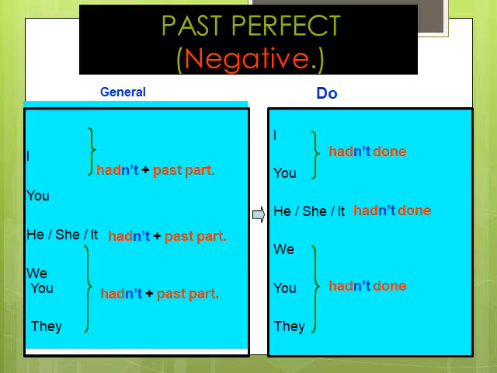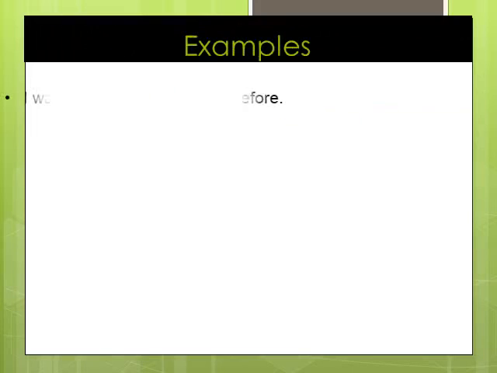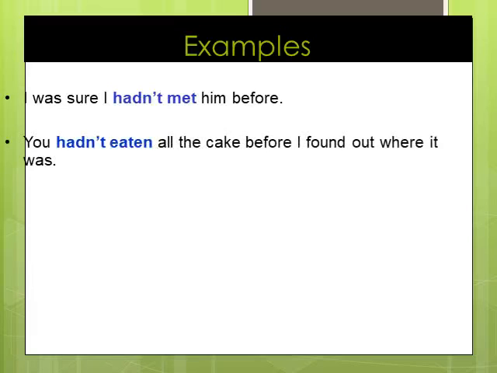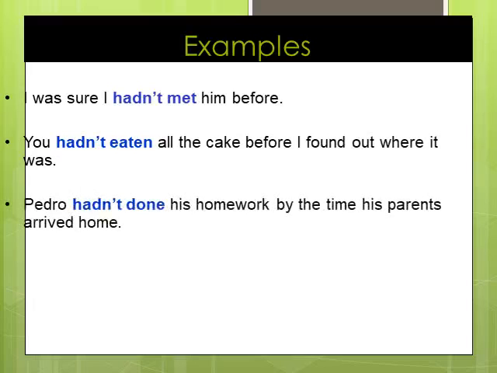Let's read some negative sentences. I was sure I hadn't met him before. Hadn't met. It's past perfect negative form. You hadn't eaten all the cake before I found out where it was. Hadn't eaten. It's past perfect negative form. Pedro hadn't done his homework by the time his parents arrived home. It's past perfect negative form.